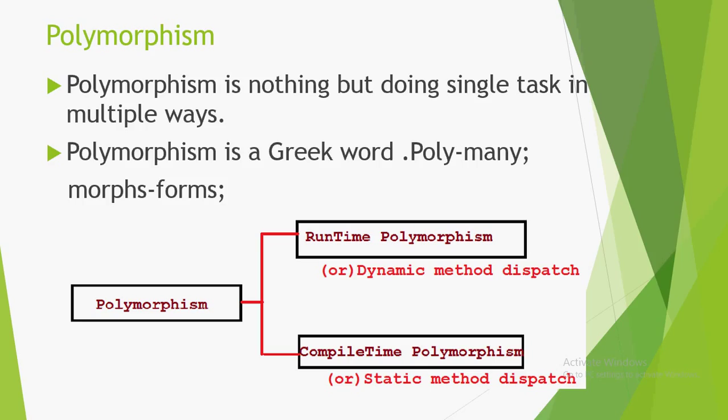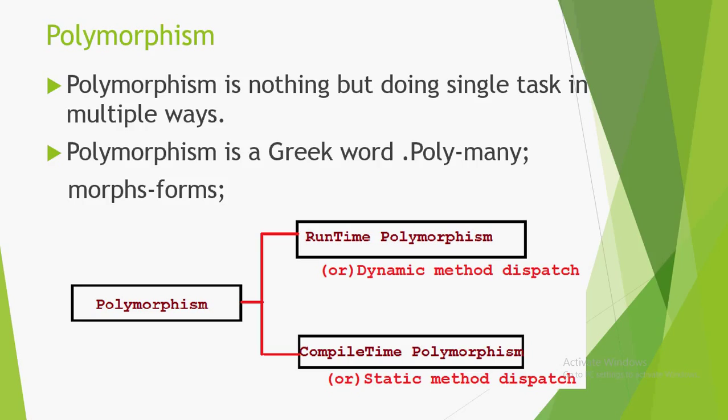Now suppose we want to reach one destination, there will be n ways to get there, and we can go there in whichever way we like. We have multiple ways, that is called polymorphism. Polymorphism is a Greek word. Poly is nothing but many, morphs is nothing but forms. Totally, polymorphism is nothing but many forms.